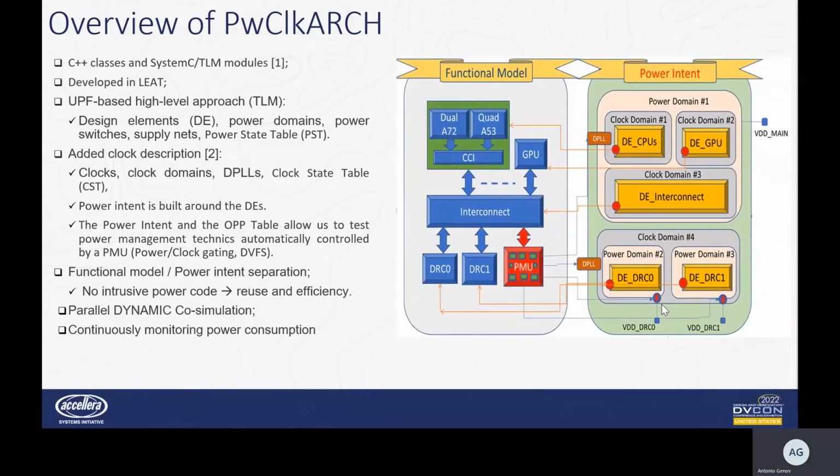PowerClockArc allows us to maintain the separation between the functional model and the power intent. This means that there is no intrusive power-related code inside the functional model, allowing it to be reused for performance estimation and making it more readable and efficient. We can observe the influence of each energy management strategy on the performance of the model. For the power state transitions, the initiator modules are sending simple commands updating the OPP table to the PMU, which automatically applies all required conditions and modifications.